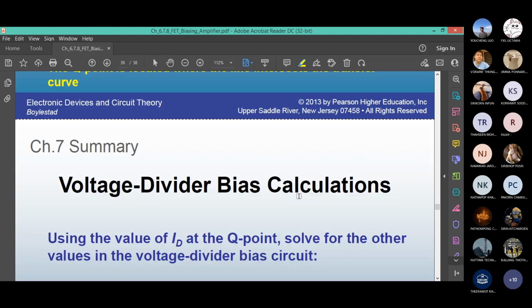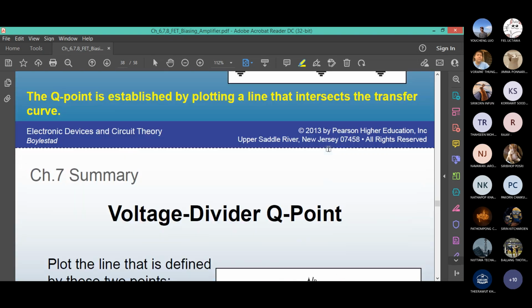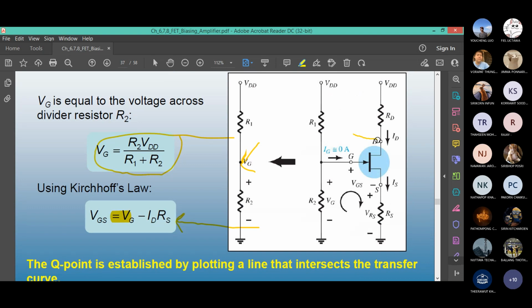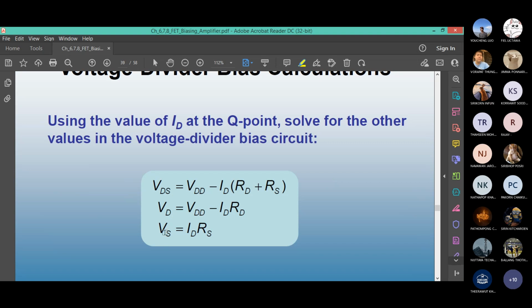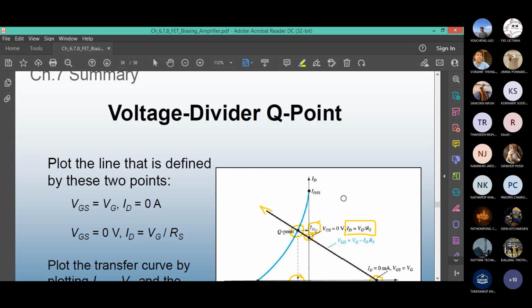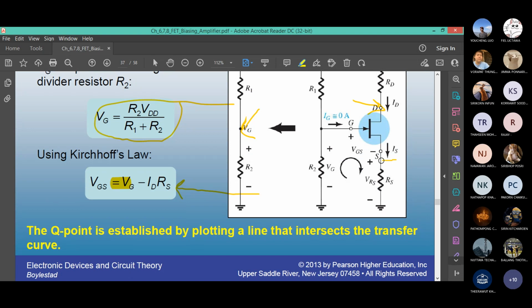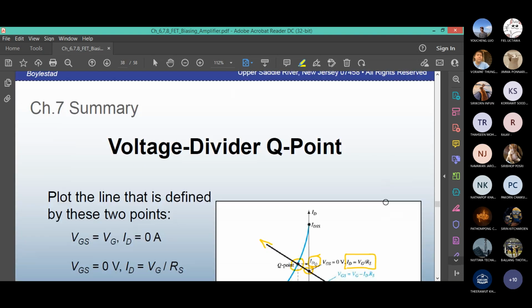What is VD? VD is just here, at this point was the voltage drop. You can say VDD minus IDRD. You can also say the last one is VS equals IDRS, which is correct. VS is from terminal S to ground, so it's the voltage drop, IDRS.